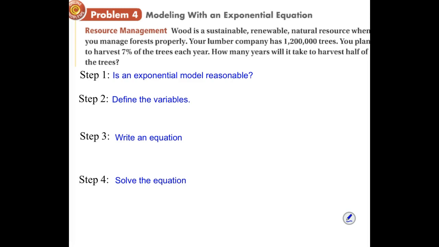So they're telling me we're harvesting 7% of the trees. What does harvesting mean in this context? We're cutting them down, right? So we're taking these 1,200,000 trees, and we're going to cut down 7% of them. So the next year, we don't have 1,200,000 trees. We have less. The next year, we're going to have less again. It's going to keep going down by 7%. So, yes, it's a reasonable model. We are decreasing by 7%.